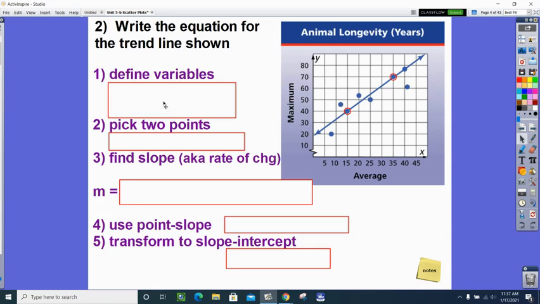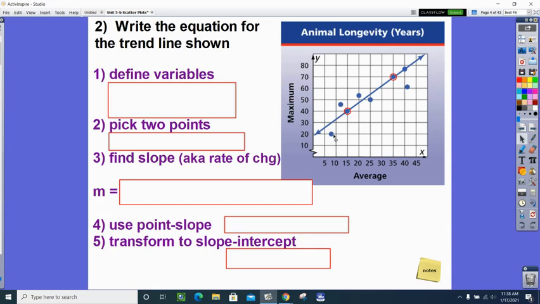So again, we're going to be writing an equation. We're going to define our variables. What is this? So animal longevity. So basically what I've got on the x-axis is a given animal's average lifespan. So this animal right here is, say, about 8 years on average, and the longest ever, the maximum lifespan ever of that animal was 20 years. And then as you come out here, you're seeing like an average of 40, and up here, 78 maximum.